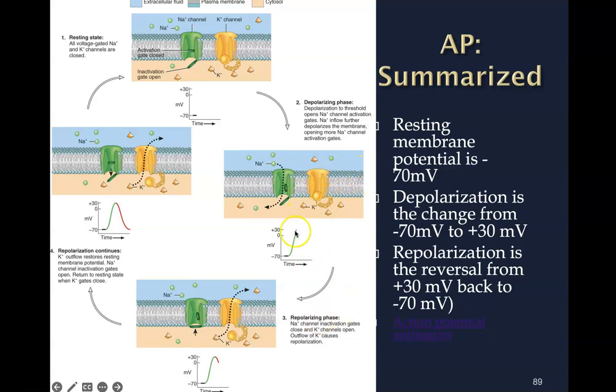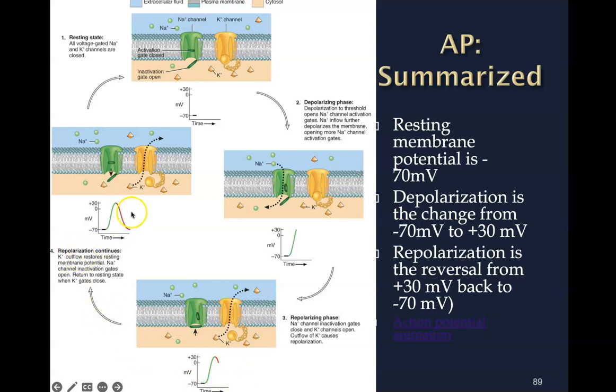Then we're going to hit a peak, where eventually our inactivation gate is going to close. And once our inactivation gate closes on those sodium channels, we hit our peak for our action potential. Now, finally, the potassium channels are open. Remember, they're the creaky door. And so finally, potassium can rush out. And as potassium rushes out, we can reestablish our resting membrane potential. That's our repolarization, bringing us back towards resting membrane potential.